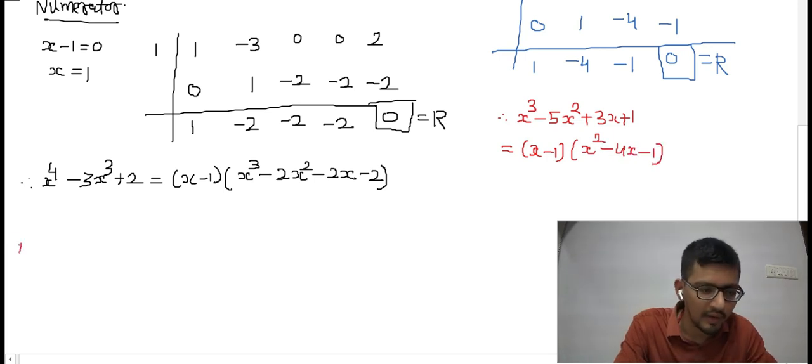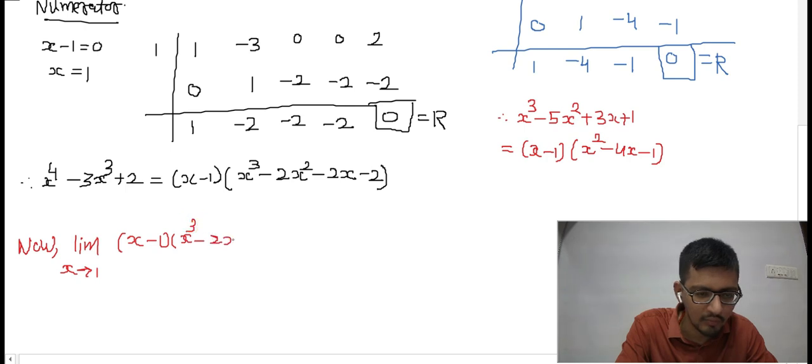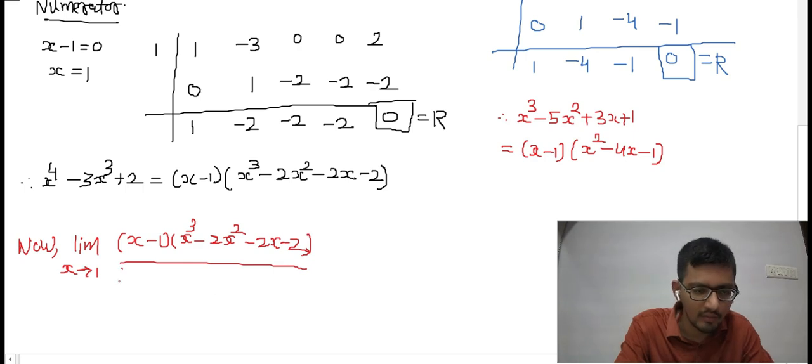So now finally what was our question? Limit x tends to 1. The numerator was this, which is what? X minus 1 bracket, what I will write, x cube minus 2x square minus 2x minus 2, divided by the denominator, what I have here, x minus 1. Here what I will write, x square minus 4x minus 1. So very clearly we can see x minus 1 will get cancelled.